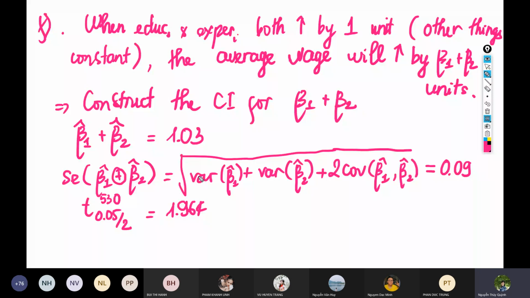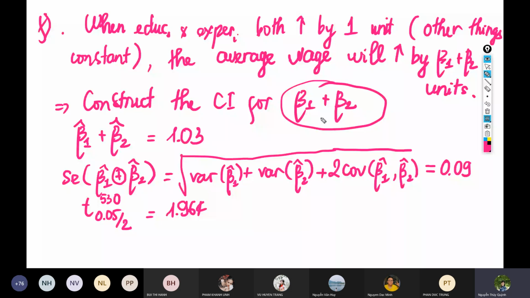Okay, so as we have the point estimate, the standard error of the estimate, and also the critical value of t, you can construct the confidence interval for the change in average wage. All right, and then make the conclusion. At 5% level of significance, when education and experience both increase by 1 unit, the change of average wage will be within that interval. All right, that is question F.